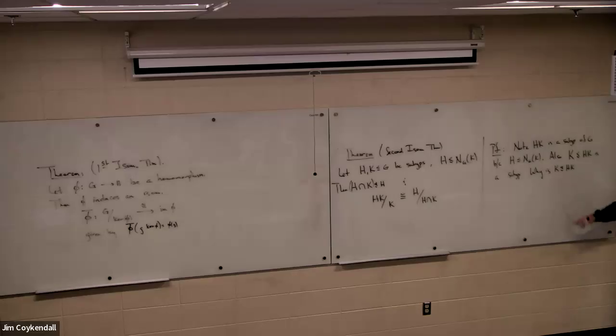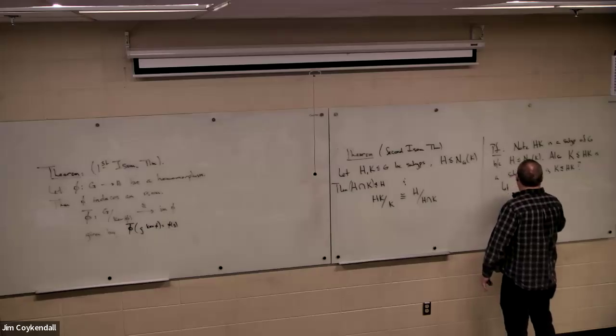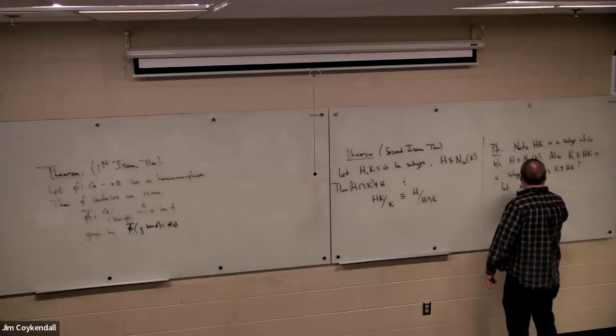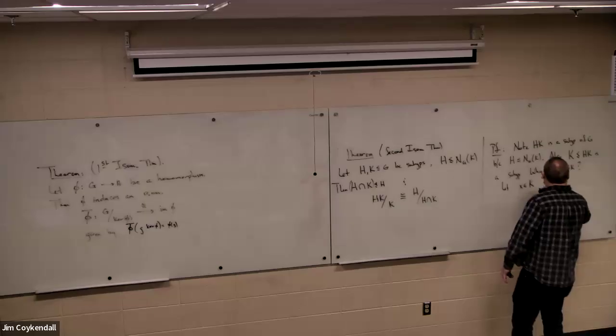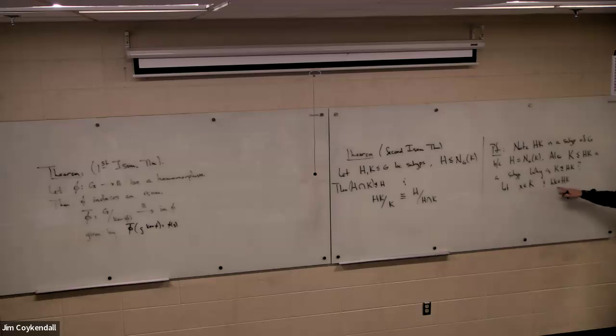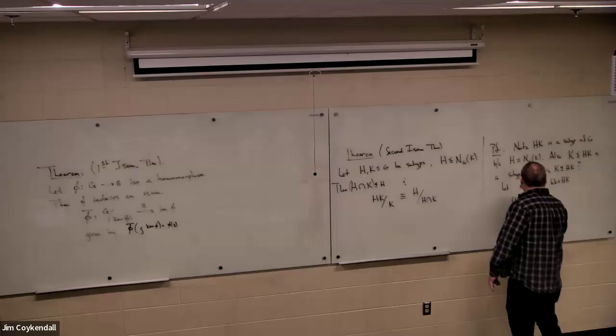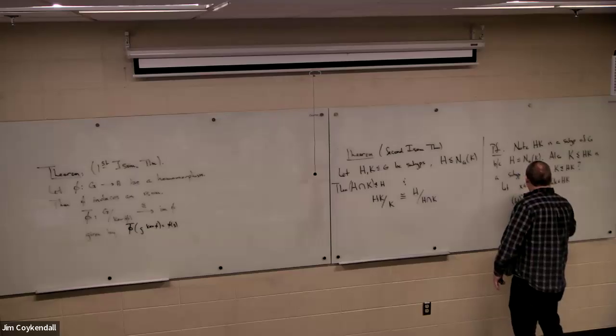All right, so let's check normality. Let X be an element of K and let HK be an element of HK. Now I need to show that when I conjugate X by this thing, it's still in K. Agree? So let's check that out. Let's go HK inverse X HK.